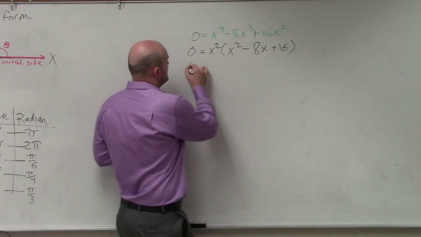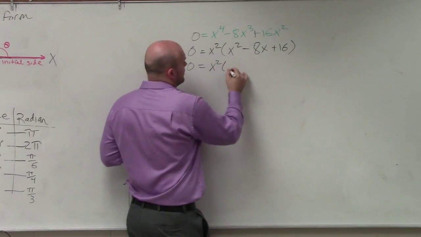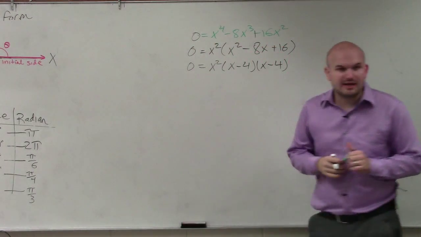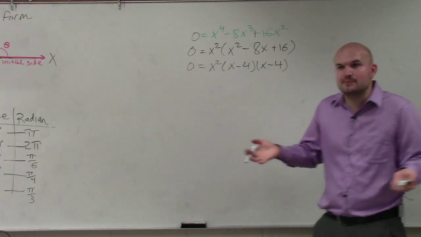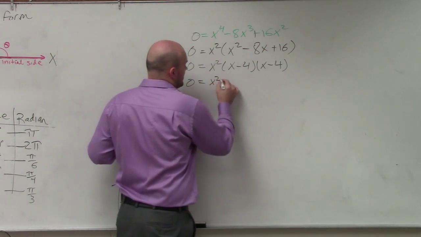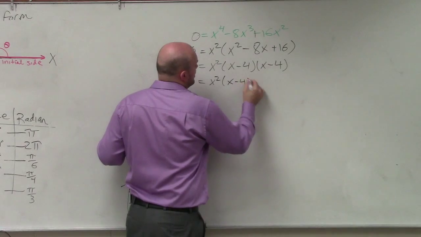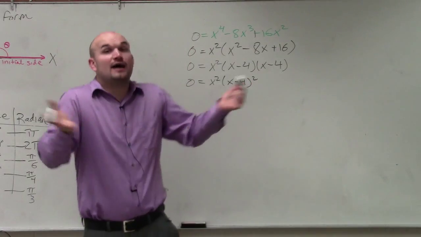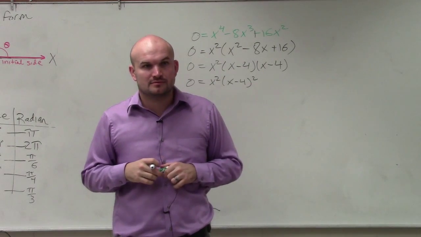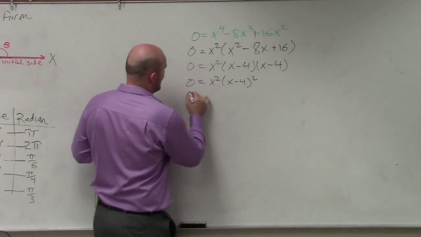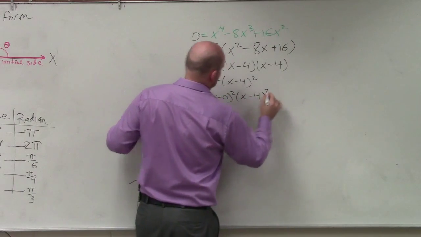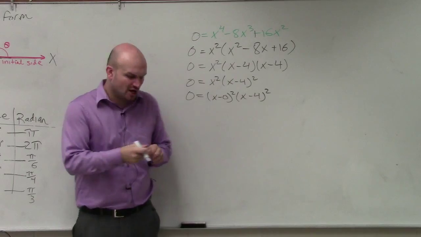X minus 4. So you could write that as x minus 4 times x minus 4. However, we hopefully have been practicing when you have the same factor multiplied by itself, we would write that as x squared times x minus 4 squared. Now, is this in factored form, and are all of our factors linear? Yes? If you prefer to write x squared like this, then that's fine as well. Doesn't really matter, but maybe it might help you guys out.